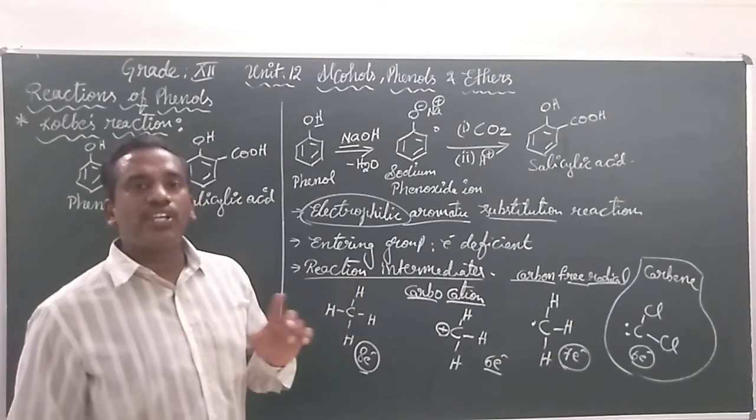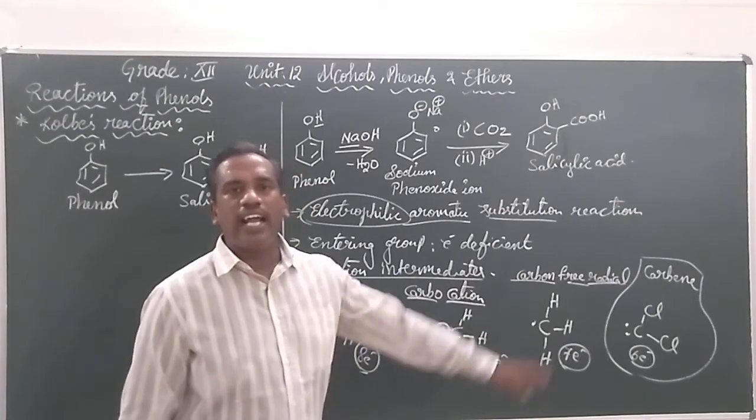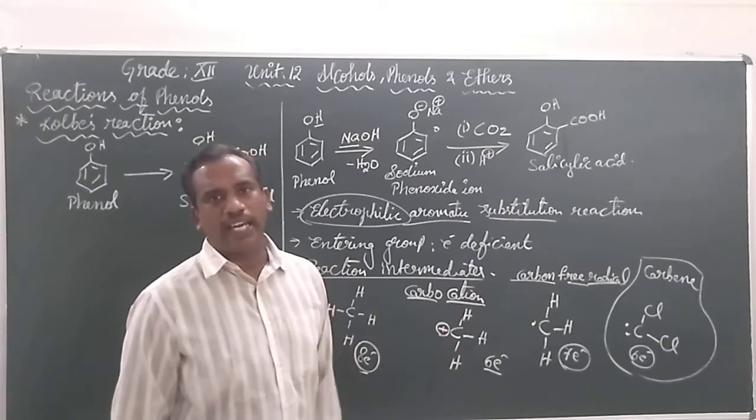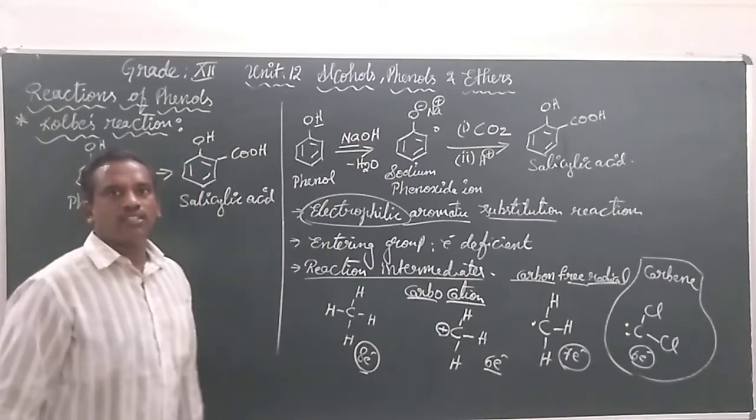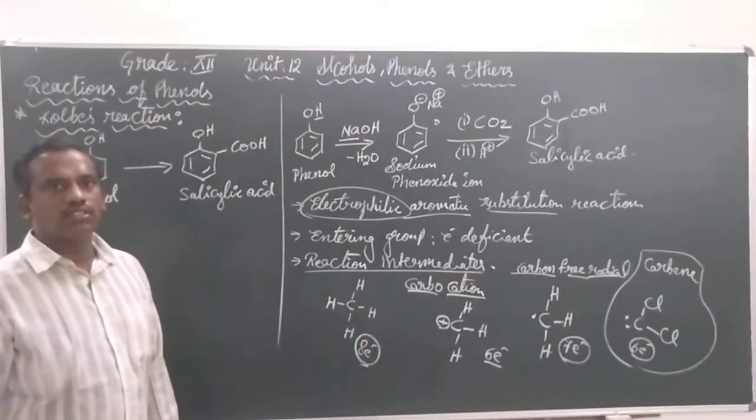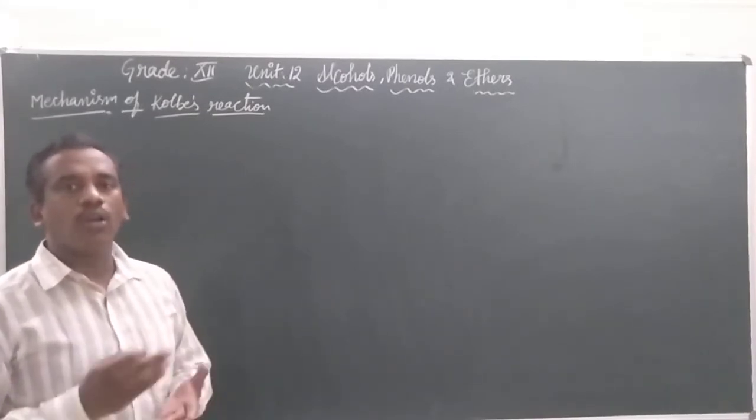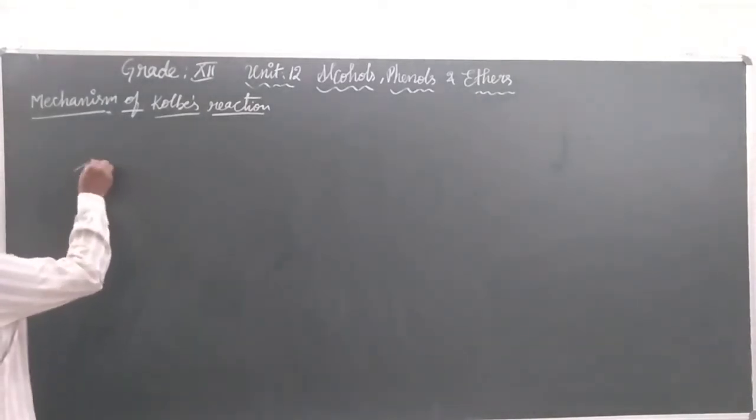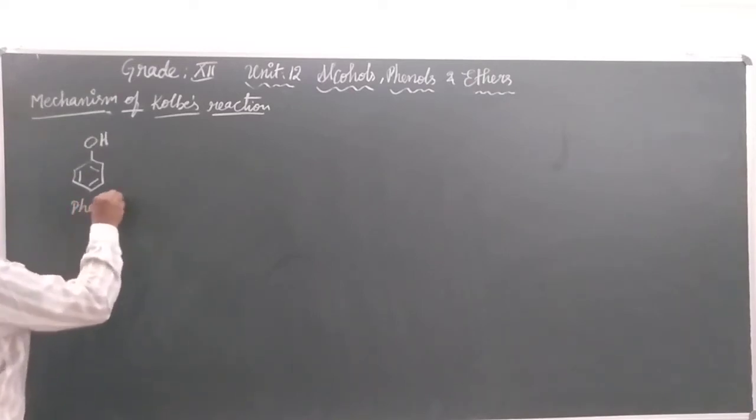So the electron deficient intermediates are the carbocation, carbon free radical and the carbene. Any of them can be there in the reaction mechanism. So let us see the mechanism of the Kolbe reaction. What are the reactants we have chosen? We have chosen phenol as the reactant.